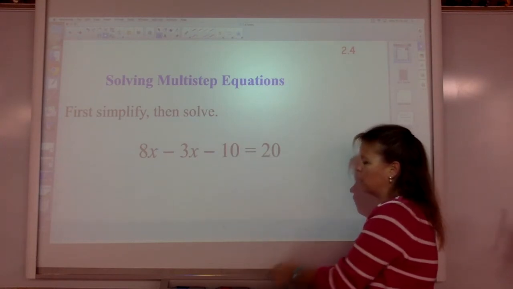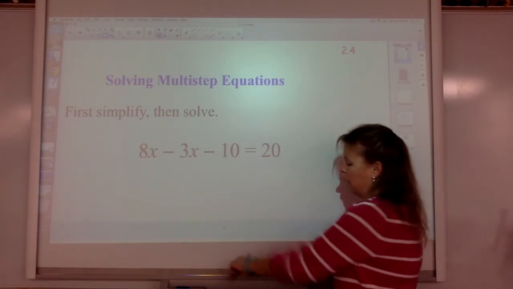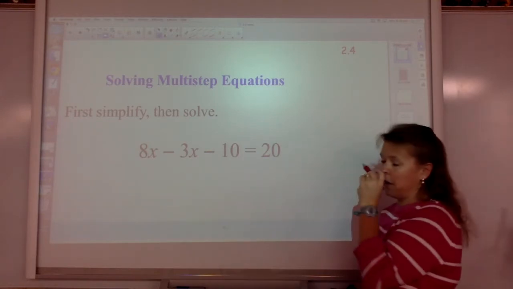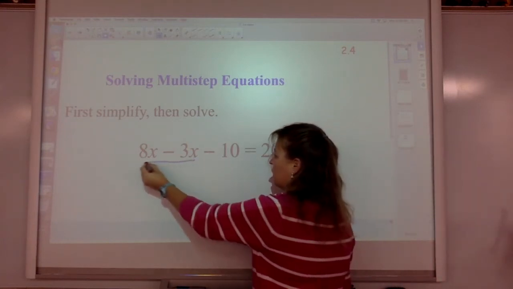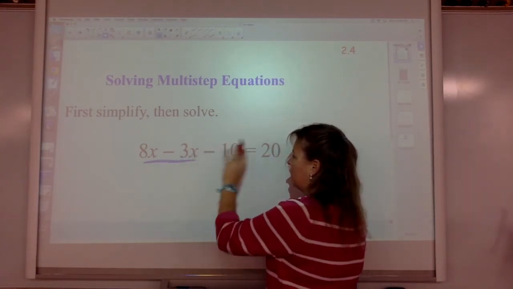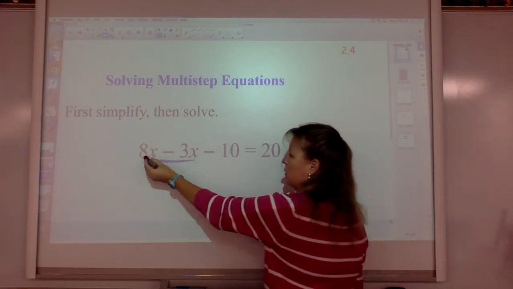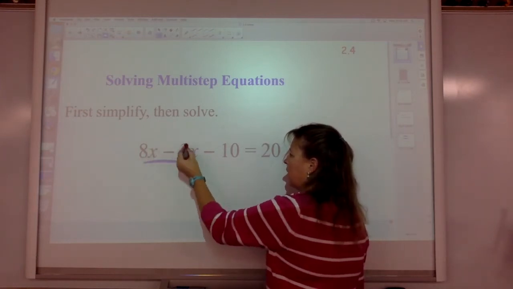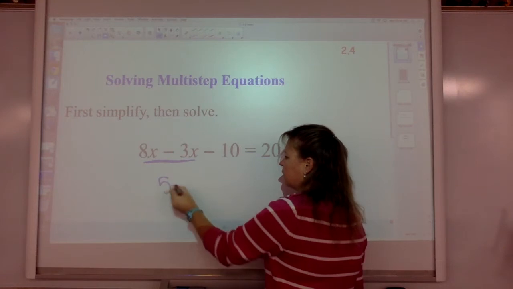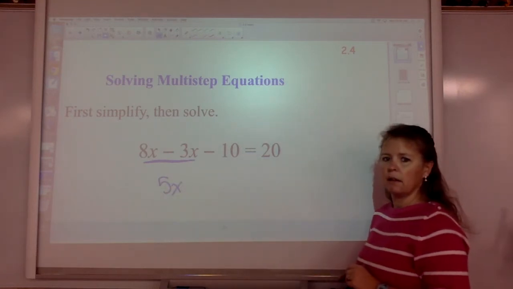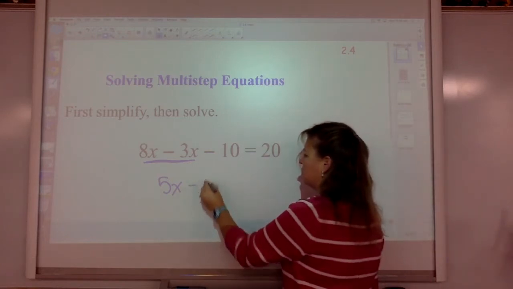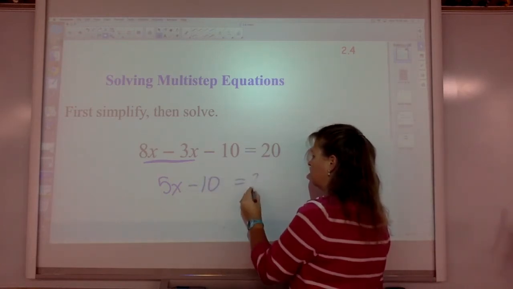We have worked before on combining like terms. So by simplify, they mean if there's anything alike on one side of the equation, go ahead and combine those. 8x minus 3x, because they're on the same side, all you do is exactly what it says. 8 minus 3 is 5. And because the first two are x's, that's an x. And now you have 5x minus 10 equals 20.